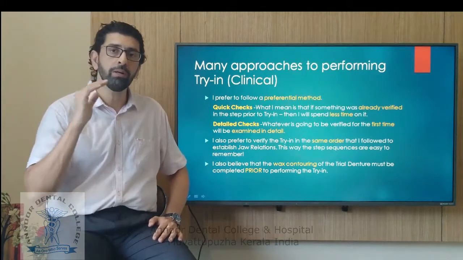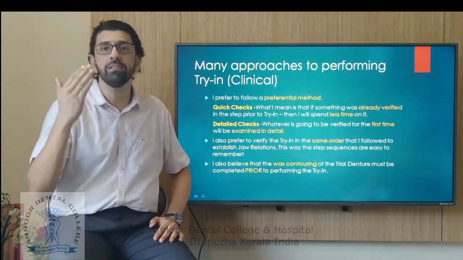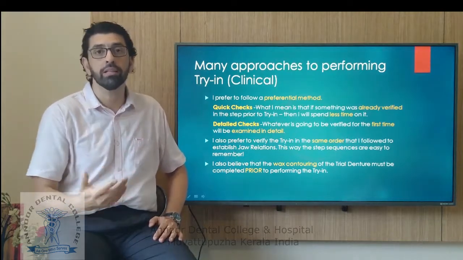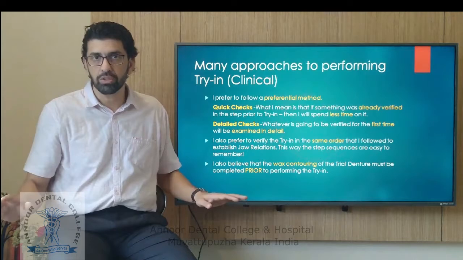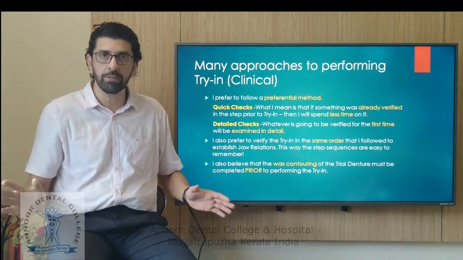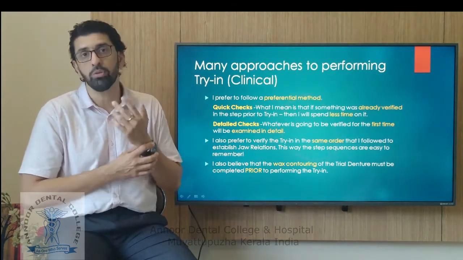Because if you're going to do the waxing, the wax festooning and all that after the try-in, chances are that you're going to change the lip support and the aesthetics may change. So for this reason, I'd like you to complete all your wax festooning work, all that stuff, except sealing onto the cast. Everything else, do it beautifully well as you would want it in the final denture, and then do your try-in.